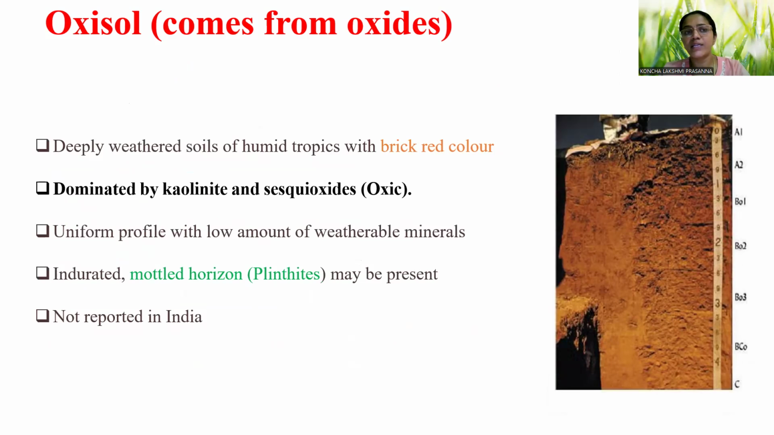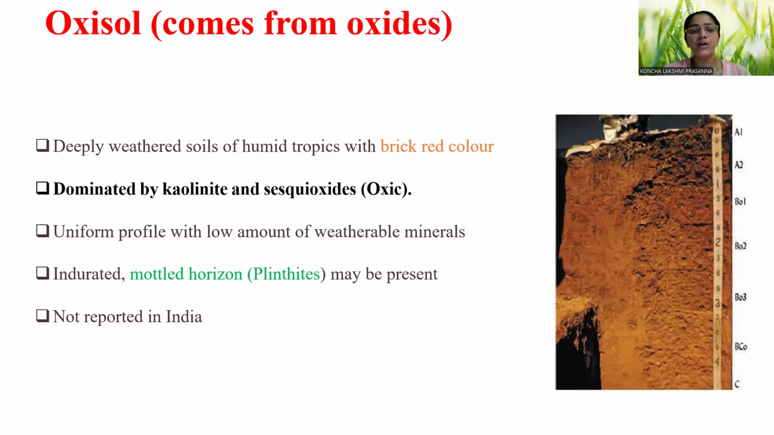Oxisols come from the oxides. So these are the deeply weathered soils of the humid tropics. It has the brick red color. These soils are dominated by kaolinite and sesquioxides. Kaolinite and sesquioxides are the types of clay minerals, having the oxic horizon present in them, oxic epipedon present in them. Uniform profile development with low amount of weatherable minerals.